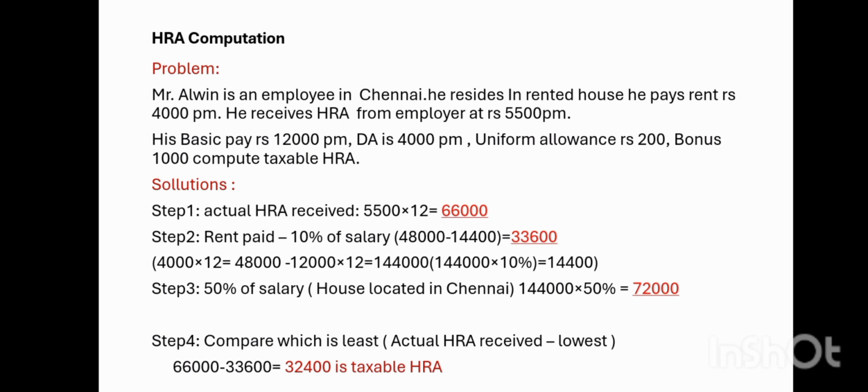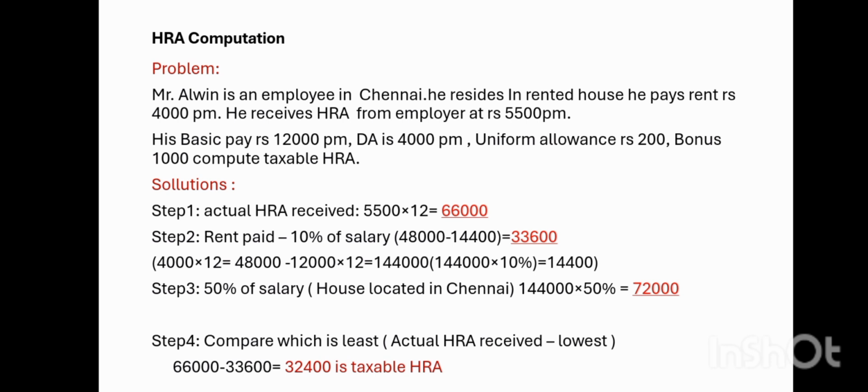With the salary he is receiving dearness allowance, which is 4000 per month. That is not a special case of dearness allowance, so we are not considering it while making the calculation here. And uniform allowance, the allowance which is paid similarly to all the employees, is 200. He is also receiving a bonus of rupees 1000.